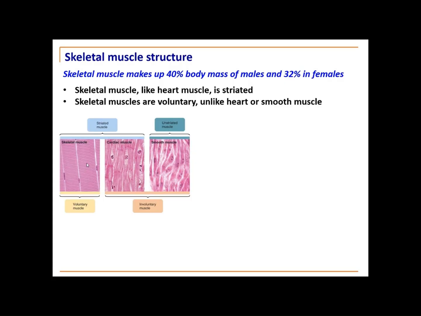Like I said, a lot of that is involved in posture. So when you're sitting or standing, there are lots of muscles being activated, and balance and movement such as walking. These are all things that you don't consciously have to think about.